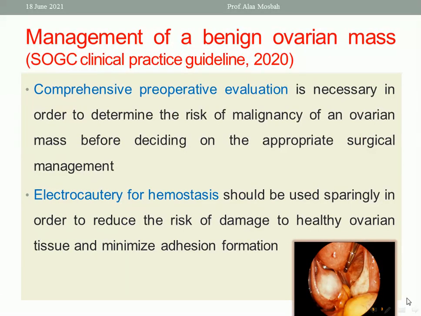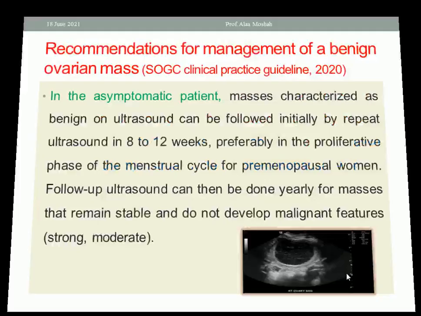Comprehensive preoperative evaluation is necessary in order to determine the risk of malignancy of an ovarian mass before deciding on the appropriate surgical management. This is very important. You should exclude malignancy. Electrocautery for hemostasis during laparoscopy, as in this picture. You should use the electrocautery in a wise manner. Be wise during cauterization, so as not to damage the healthy tissue of the ovary. So this is very important also.